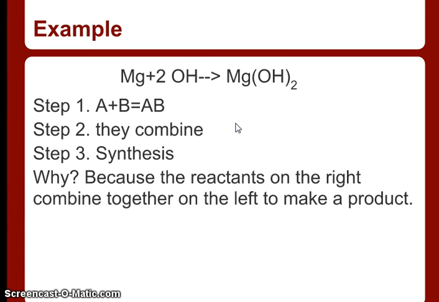Okay, so an example problem is Mg plus 2OH forms Mg(OH)2. Step 1 is that I realized that it was a problem like A plus B equals AB. And then I said the product becomes combined. So that means it's synthesis because the reactants on the left combine together to make a product on the right.